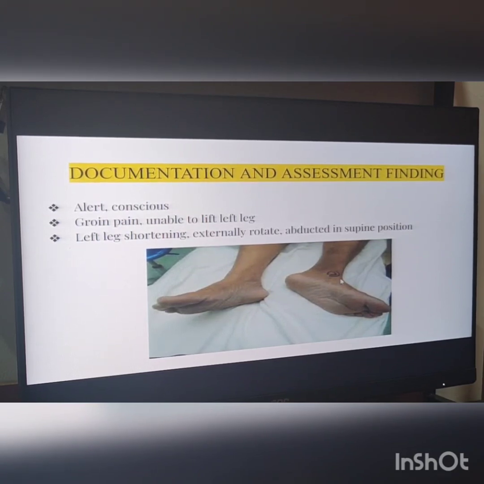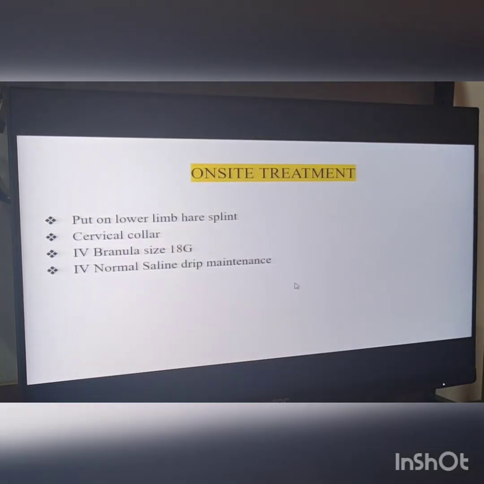But actually this photo I took from Google, because it's not suitable to take a picture in front of the public, it's not nice and patients sometimes can complain also. So I took this picture as an example from Google. So clearly we can see the clinical finding in neck of femur fracture or femur fracture.